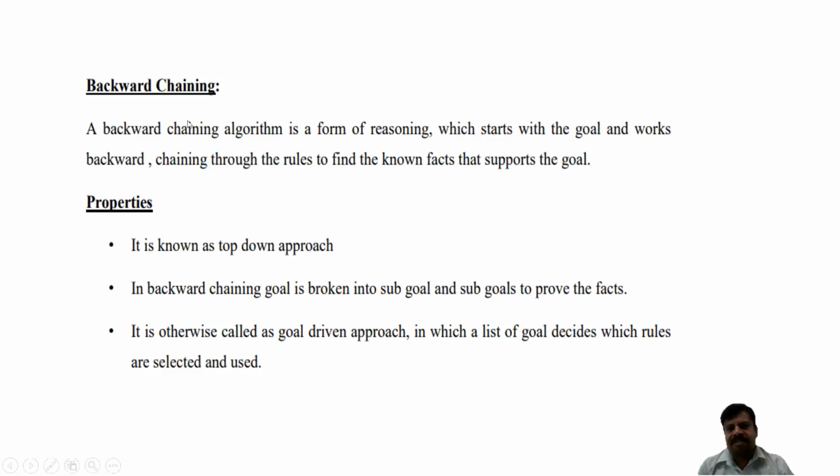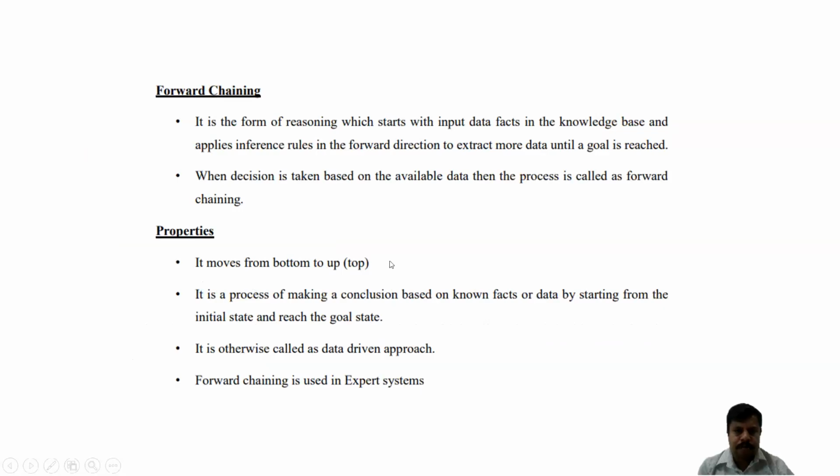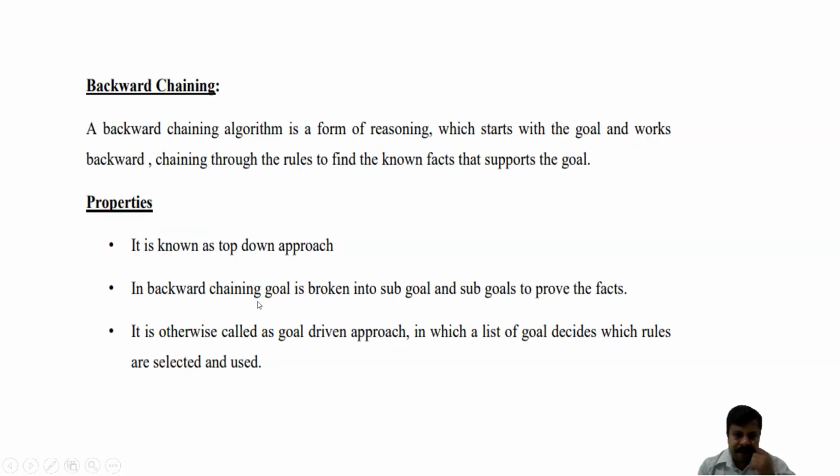Similarly, we have the technique of backward chaining. A backward chaining algorithm is a form of reasoning which starts with the goal and works backward, chaining through the rules to find the known facts that support the goal. It is known as a top-down approach, whereas forward chaining is a bottom-up approach. In backward chaining, the goal is broken into sub-goals, and the sub-goals provide the facts. It is otherwise called a goal-driven approach, in which a list of goals decides which rules are selected and used.